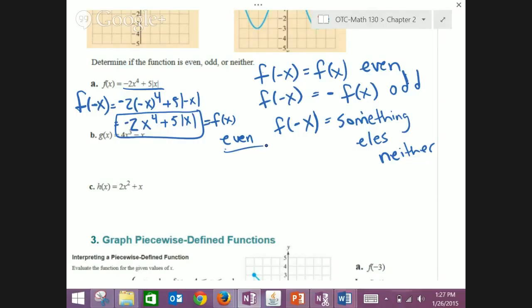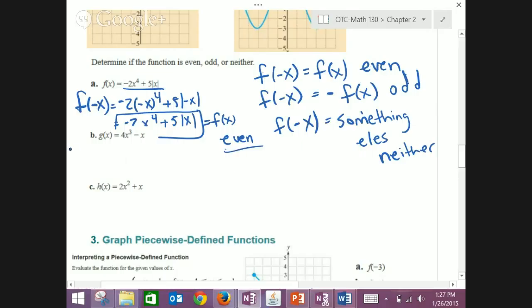There are different things. Like on C, we've got an even power and an odd power, so this is going to be neither. But on B, we have two odd powers, right? So it turns out it's actually odd. And that's going to be something we're going to be able to use. But if this then had plus absolute value of x, it'd be neither.